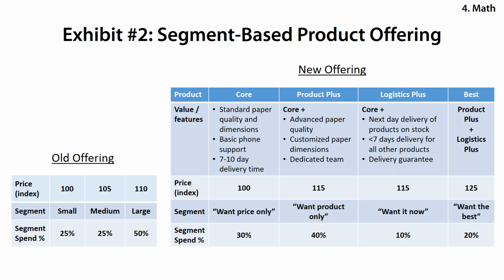The client has proposed the following segment-based product offering as shown on the right. They've done market research to validate the price premiums they can charge for each of the segments, as denoted in the price index. They've also included their historical price index and segment spend for their old offering. The client wants you to calculate the percent increase in the weighted average price index that they can expect from the old offering to the new offering.